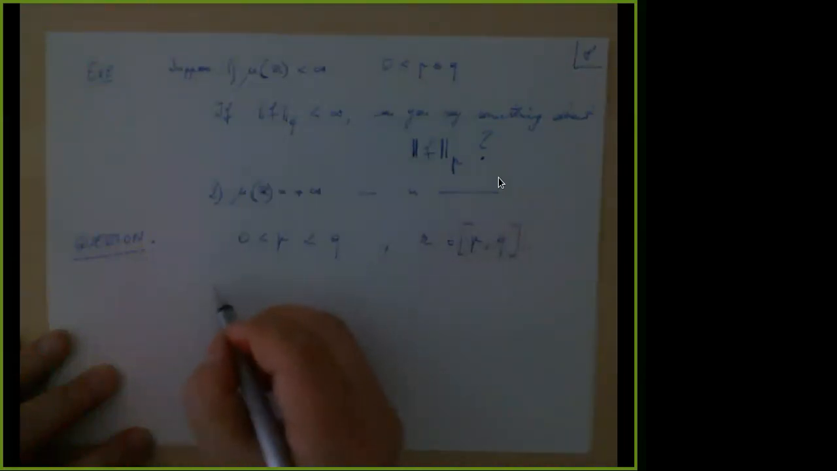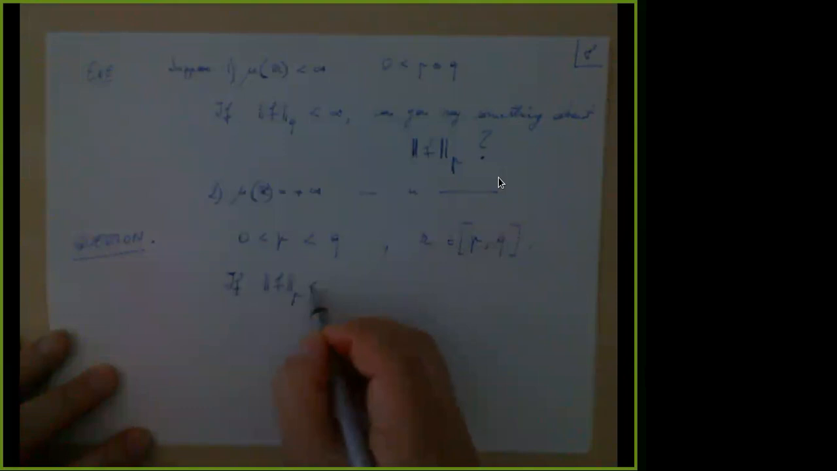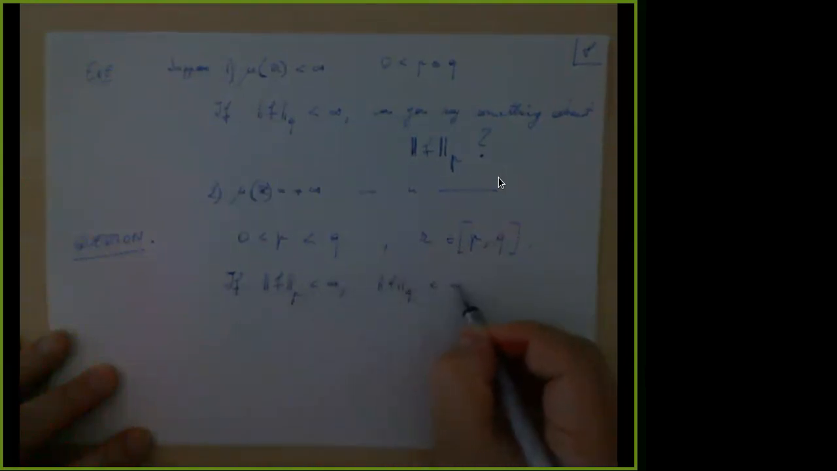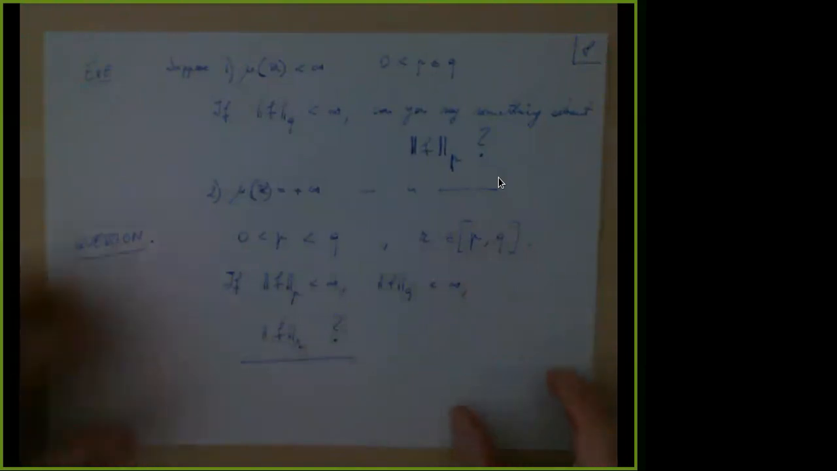Now the nature of the question is the following. Suppose f of p is finite and f of q is finite, can we say something about f of r? And the answer is yes.